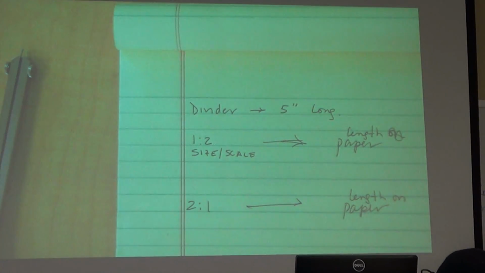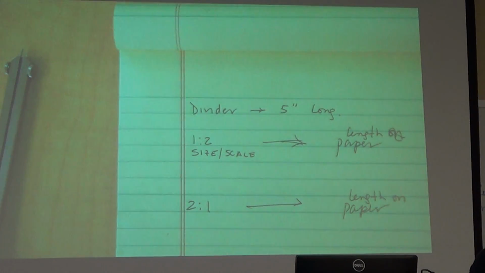Actual size is less than the scale. The actual size. We're on the same page.